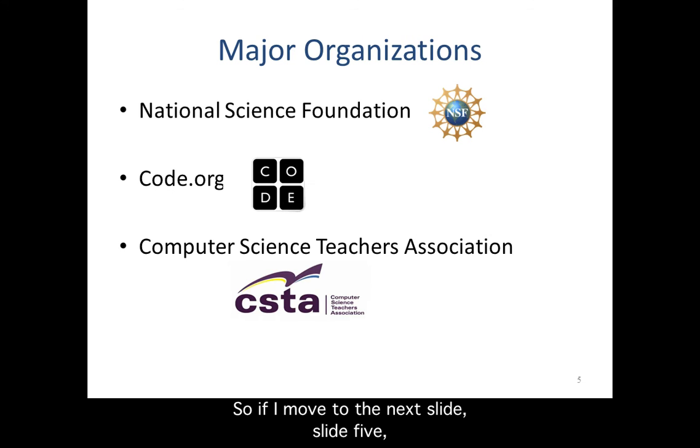If I move to the next slide, slide 5, who are the organizations working on this most heavily? Well, there's the National Science Foundation, which has funded tens of millions of dollars toward this goal of getting more computer science in K through 12. There's code.org, which hosts the Hour of Code. There's currently about 200 activities for people to do on Hour of Code, and they're a major player in this. Also, the Computer Science Teachers Association, which is a growing organization of dedicated teachers that are teaching computer science around the nation, many of them even before the Computer Science for All initiative came about.